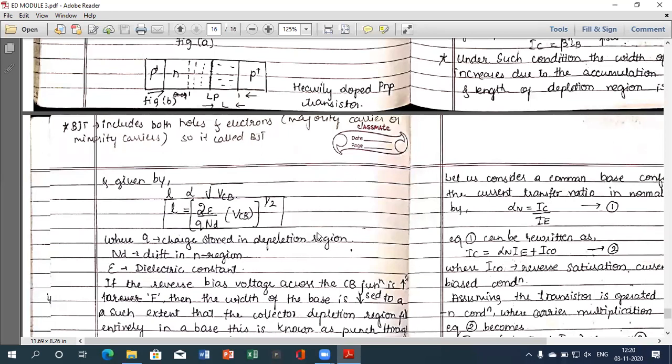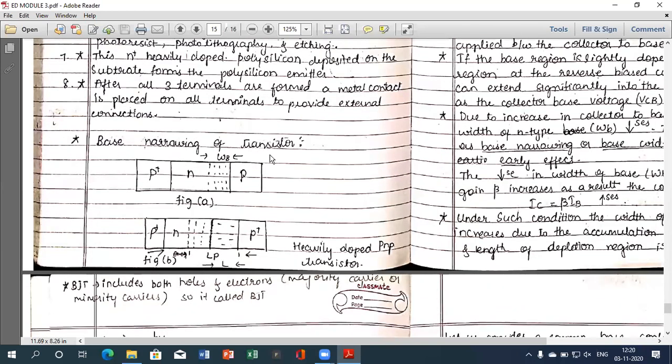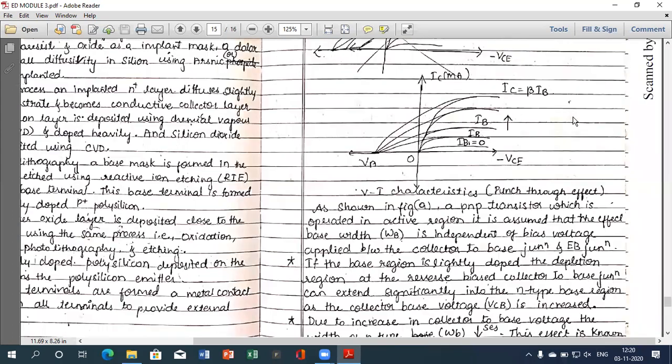So like this, we can say that the base narrowing of a transistor will affect the collector current. Thereby, if the base gets much narrower, then the transistor will lose its VI characteristics, which is also shown here in the VI characteristics. So in this characteristics, first we have shown the normal operation of the transistor in active region.